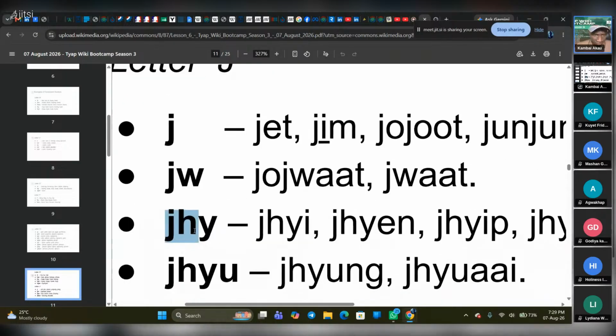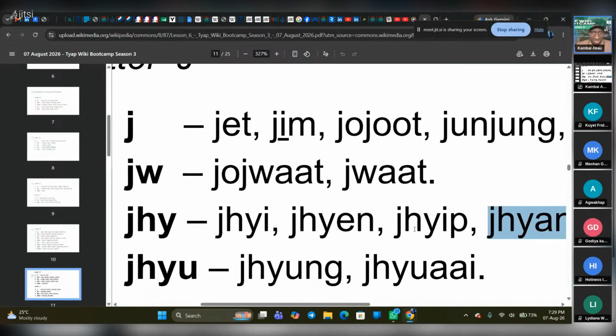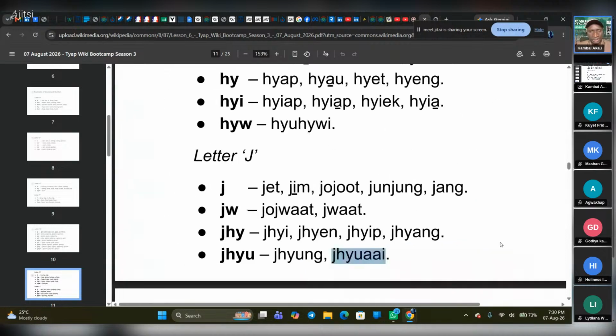But in Tyap, we don't have the pure ja sound. It is always palatalized, always having the palate, which is Y. So we always have it as yeah. Examples: we have ji, yen, jip, and yang, and other examples though not captured. Then we have the palate labial form of this y sound. Examples, we have jung, and joy. That's like a furo.